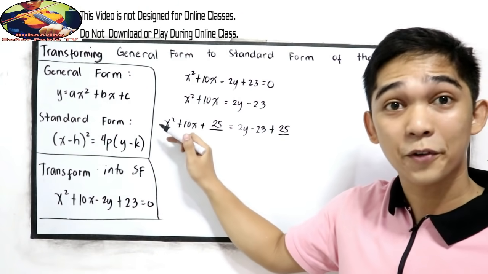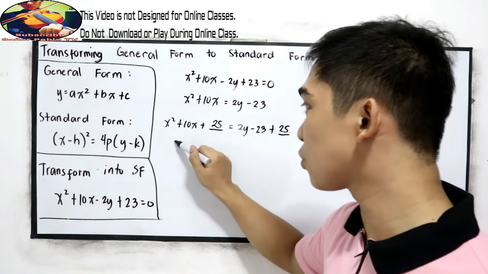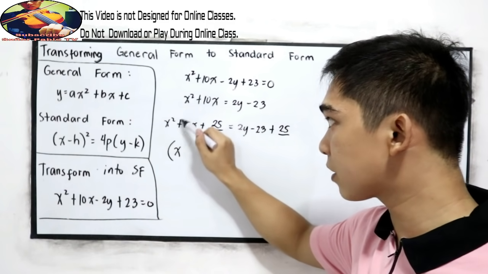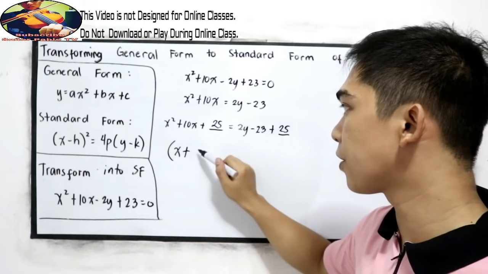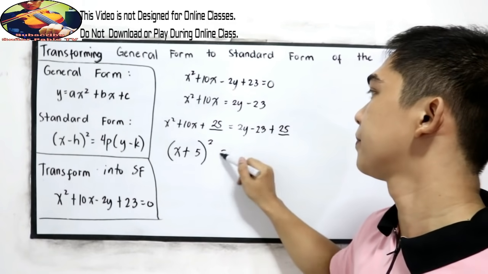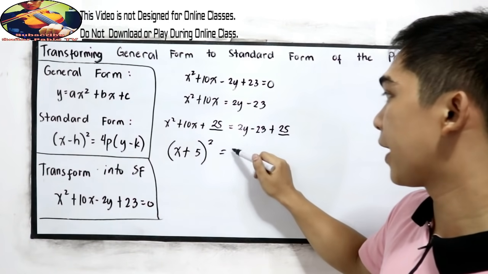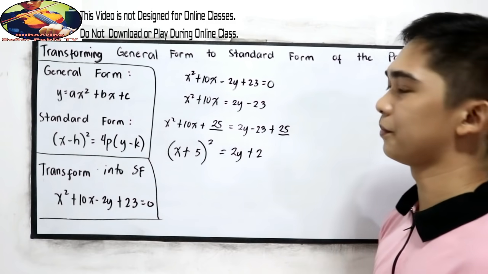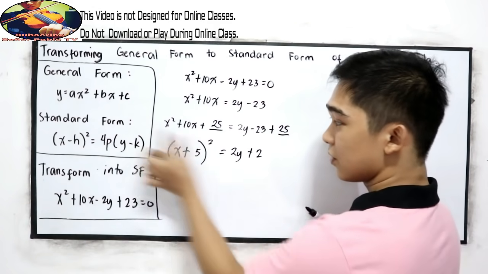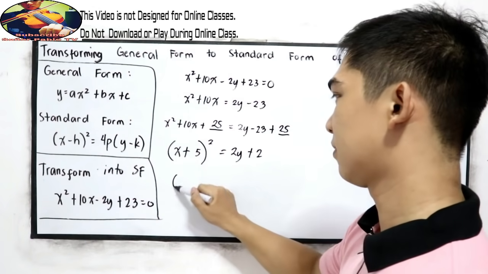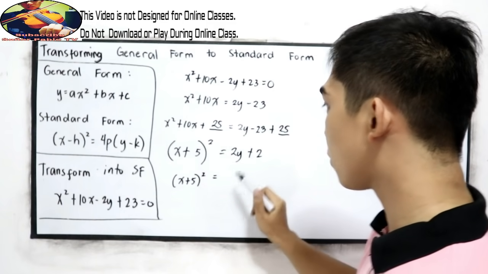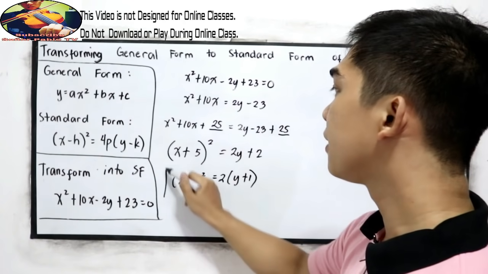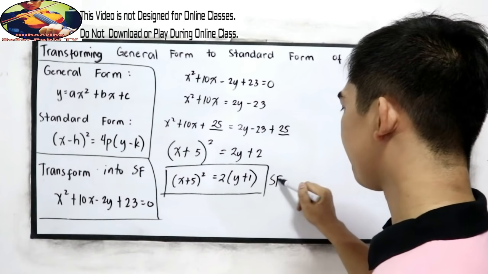Now, this is a perfect square trinomial. So writing the square of a binomial, the square root of x squared is x. Copy the sign of the middle term, positive. The square root of 25 is 5. Then square. Is equal to, simplify, 2y, negative 23 plus 25, positive 2. So, common factor, copy x plus 5 squared is equal to, common factor is 2, now we have y plus 1. This is now our standard form.